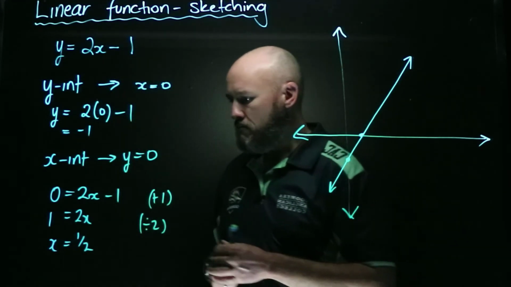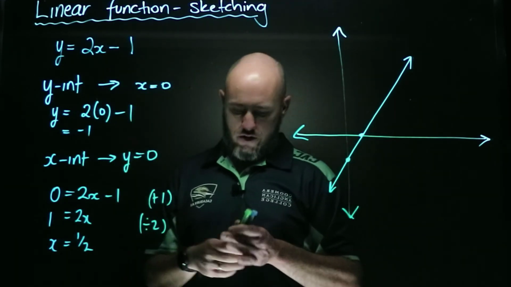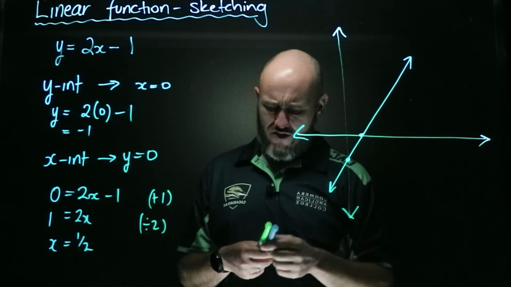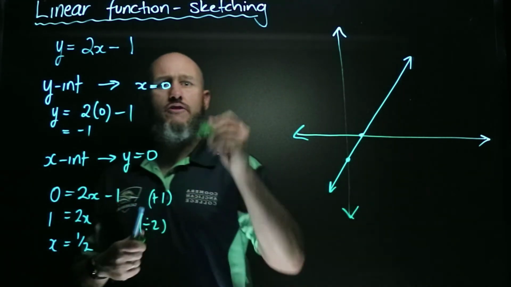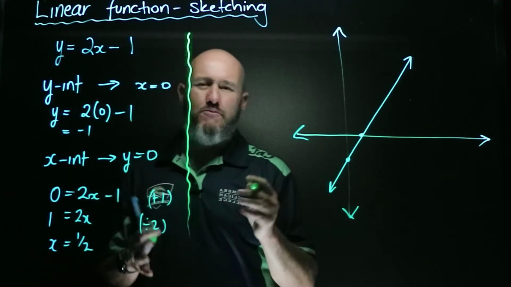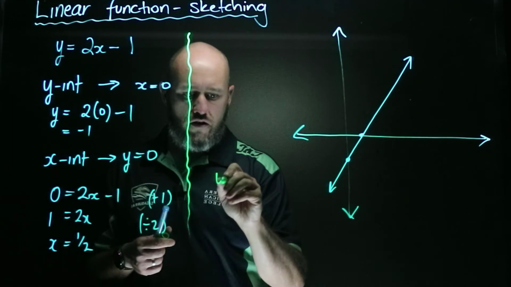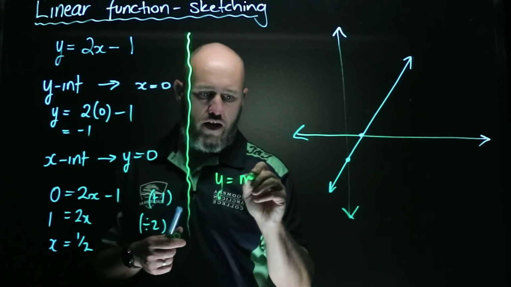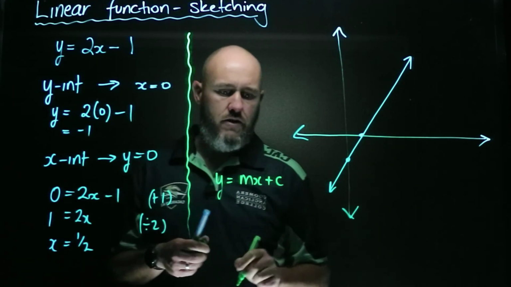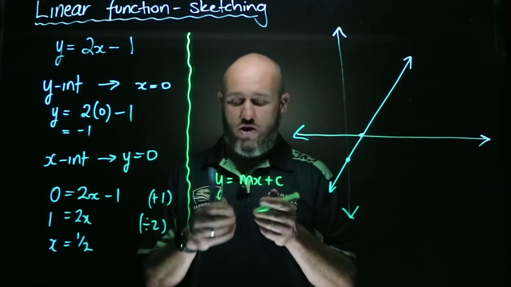And the third method I want to talk to you about is just the idea of using our function. So I'm going to keep this graph and use this graph, but what I'm going to do here is talk briefly about what our function represents. And this is prior learning that you've probably heard of, maybe you don't remember, but let's revise. Y equals mx plus c is the standard form of our linear function. That's what it usually looks like.